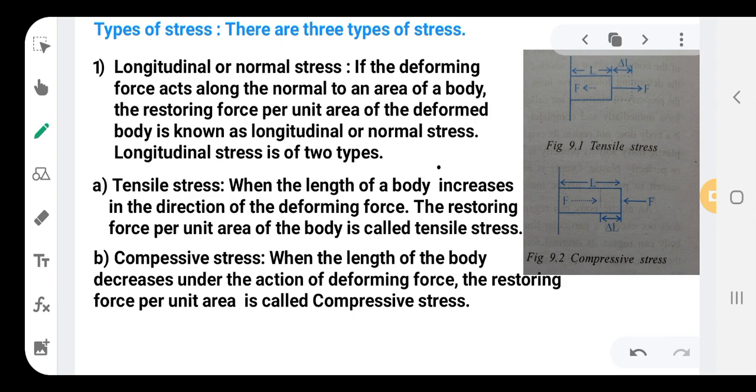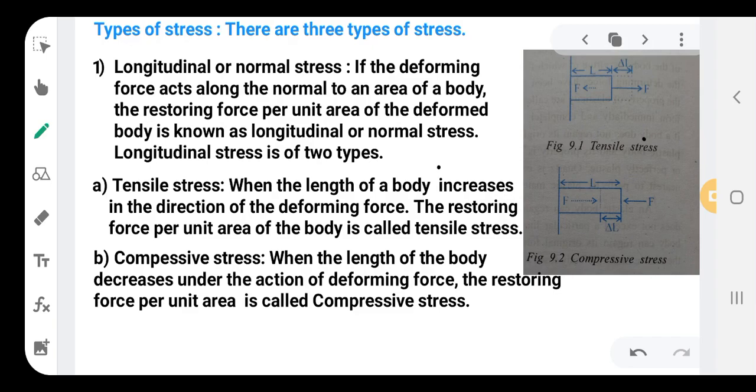Longitudinally means it will increase normally, perpendicularly. It is known as the longitudinal stress. There are two types of longitudinal stress: one is tensile stress and the other is compressive stress. Tensile stress is when the length of the body increases in the direction of the deforming force.